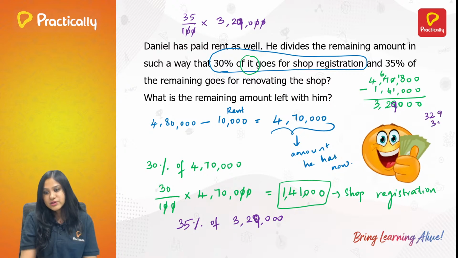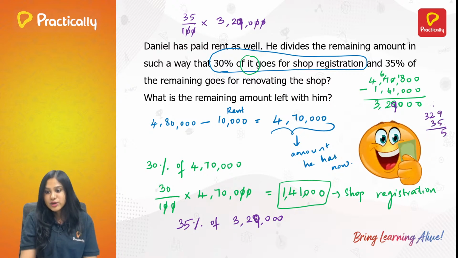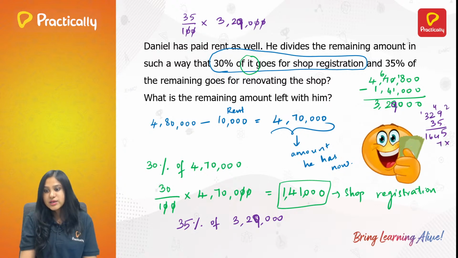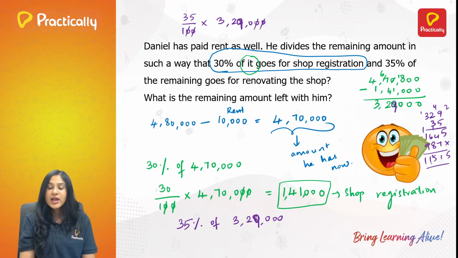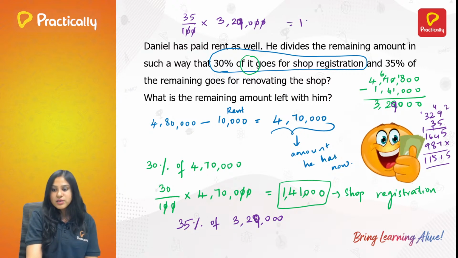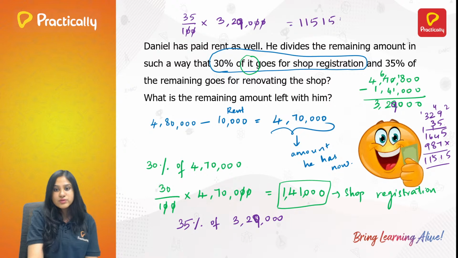329 into 35. 5 times 9 is 45. 14. 5 are 15, 16. 3 9s are 27. 3 2s are 6, 8. 3 3s are 9. 5, 11, 7 plus 8, 15, 9, 10, 11. So it's nothing but 1, 1, 5, 1, 5, 0.